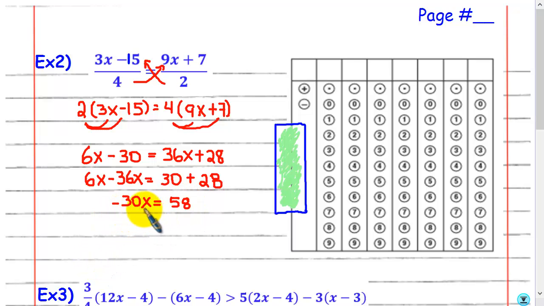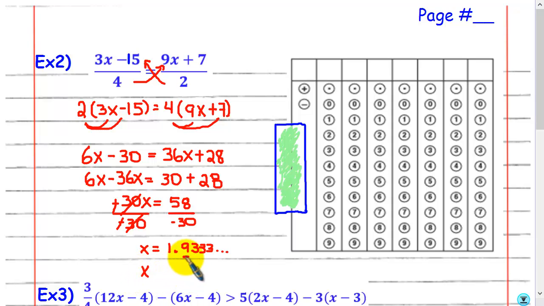And now, is the x alone yet? No. So what do we have to do? We have to divide both sides by negative 30. And using a calculator, the negative goes away, the 30 goes away, the x is left alone. 58 divided by negative 30 is 1.9333. It goes on forever.